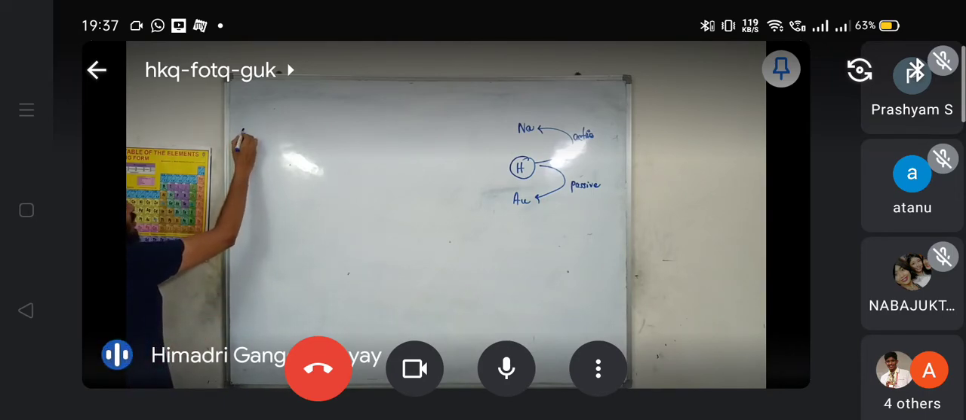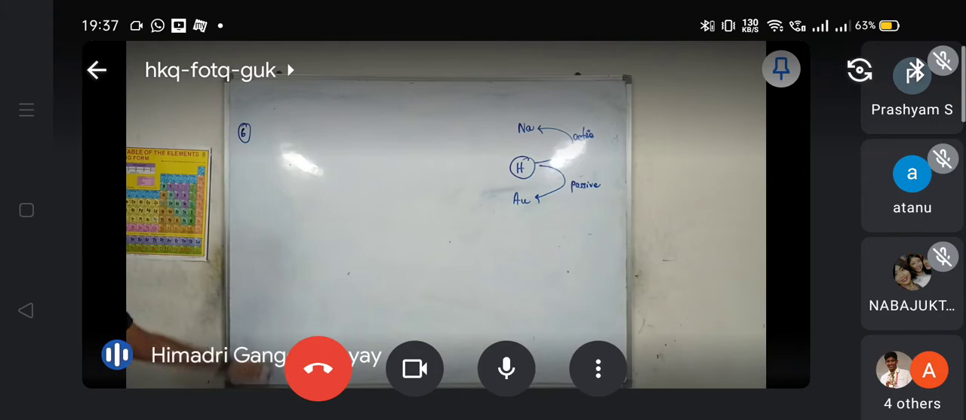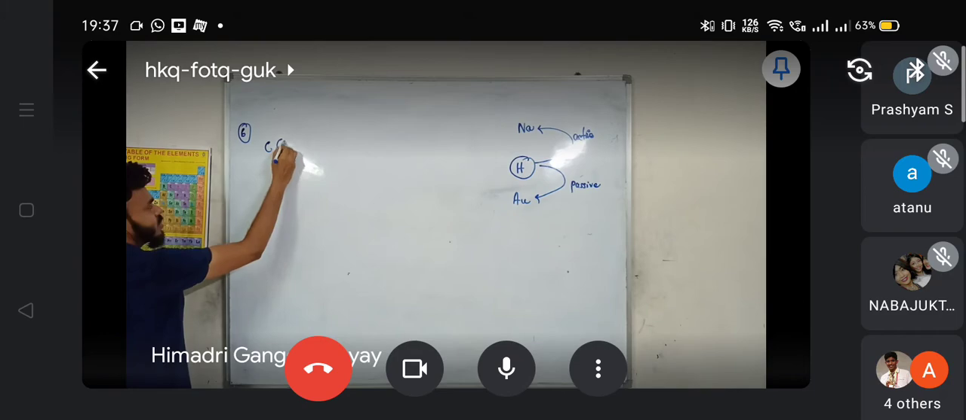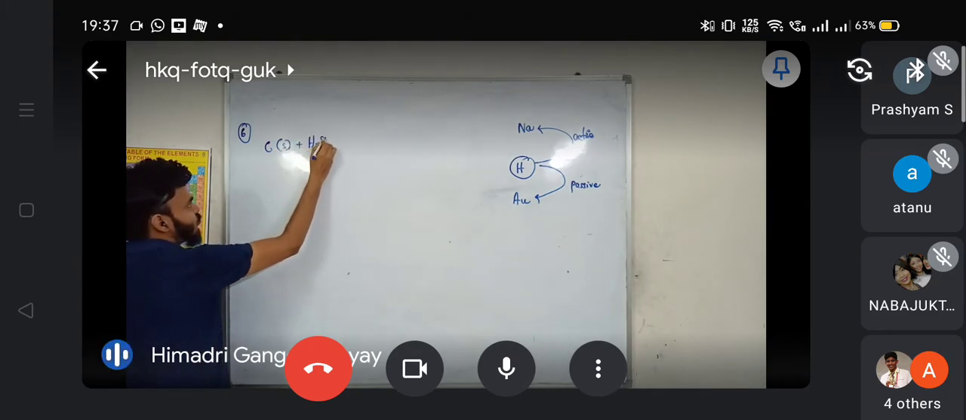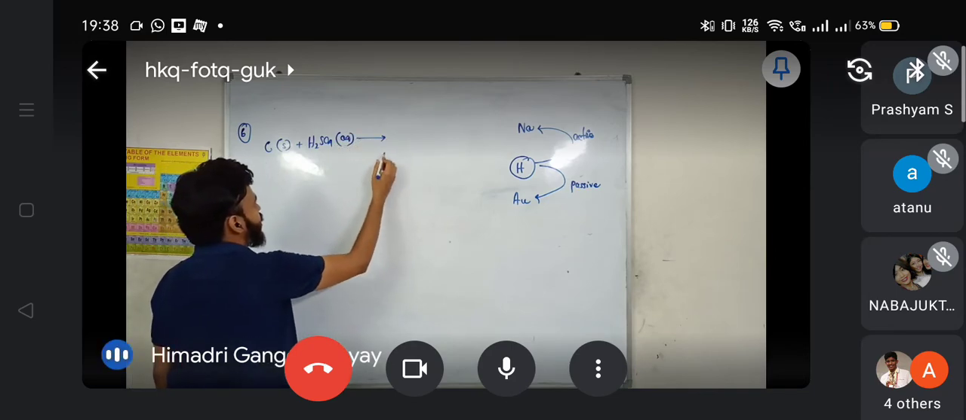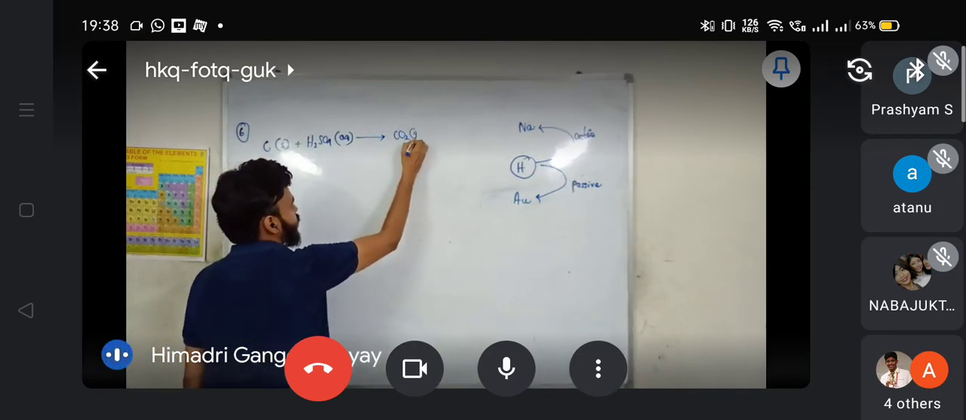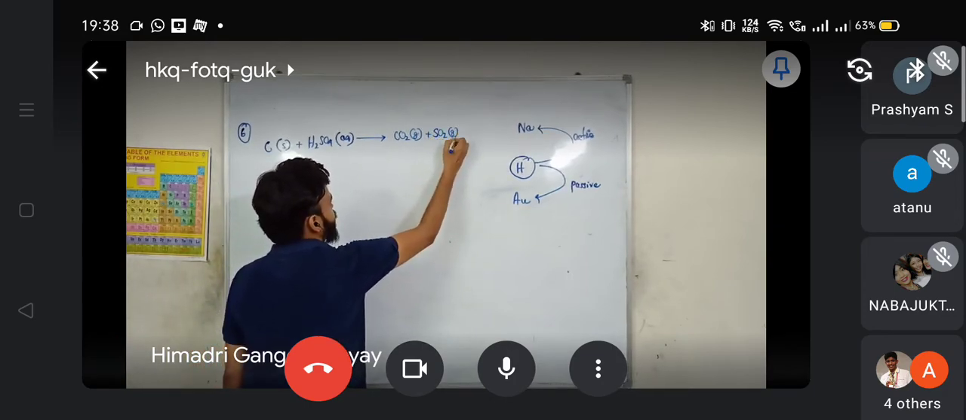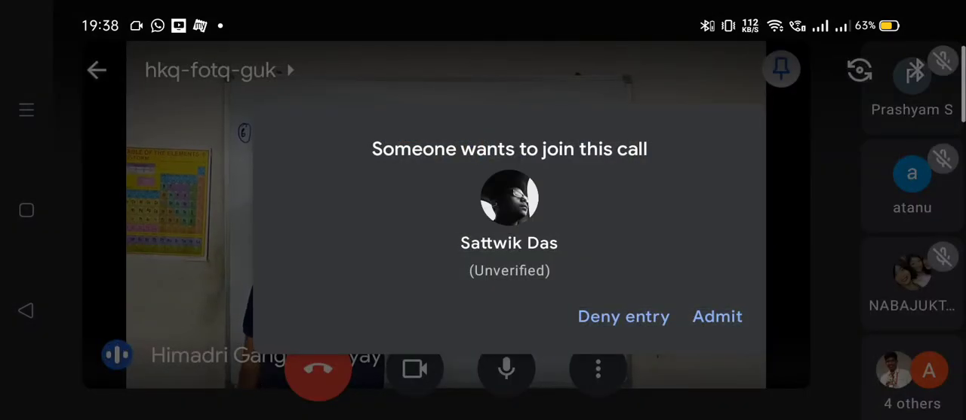I am writing a chemical reaction here. That is carbon plus H2SO4 aqueous. It will give us CO2 plus SO2 plus H2O. C plus H2SO4 will give us CO2 plus SO2 plus water vapor.